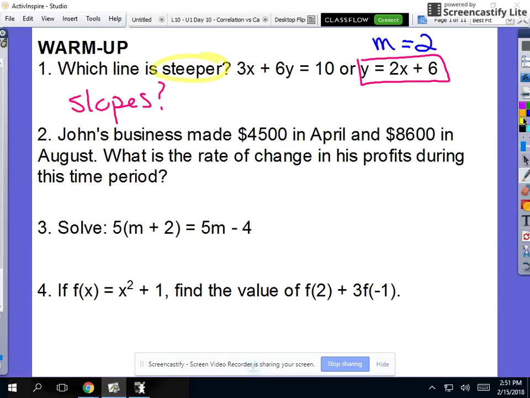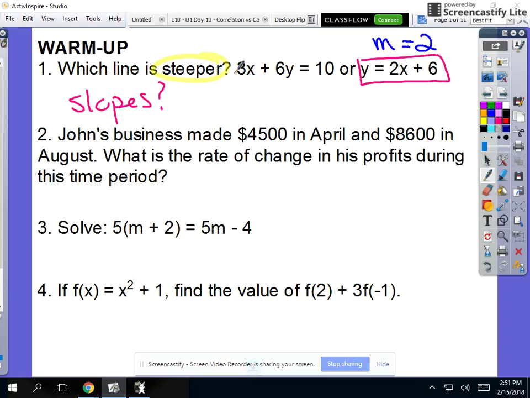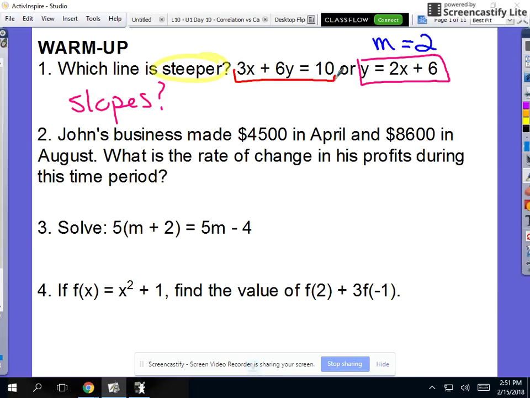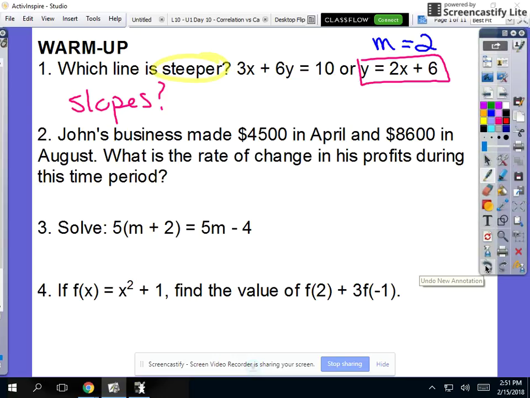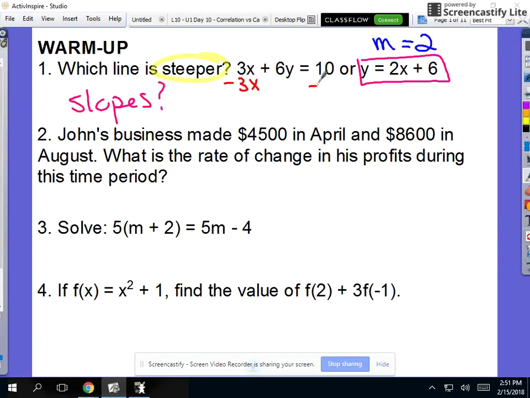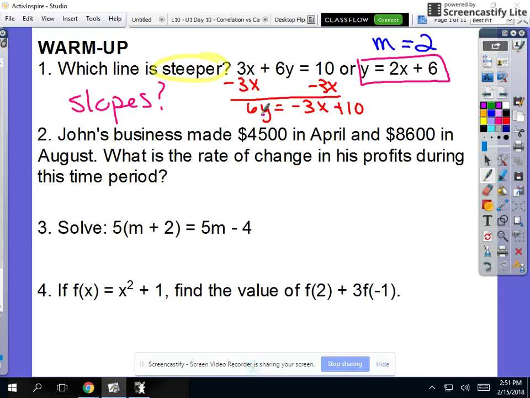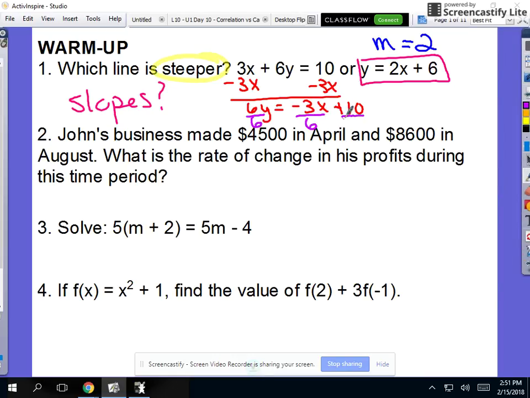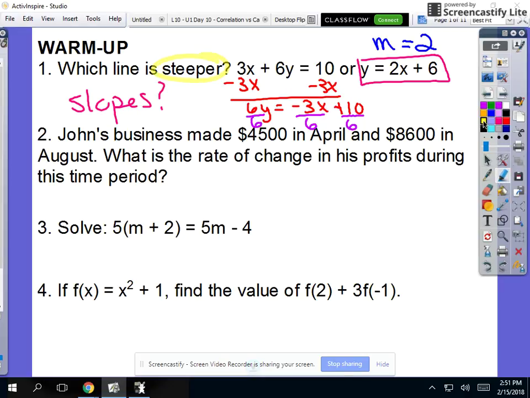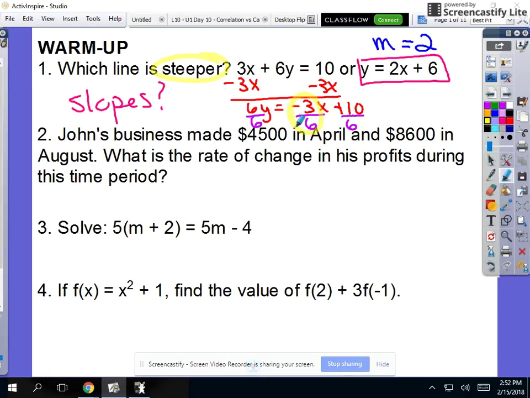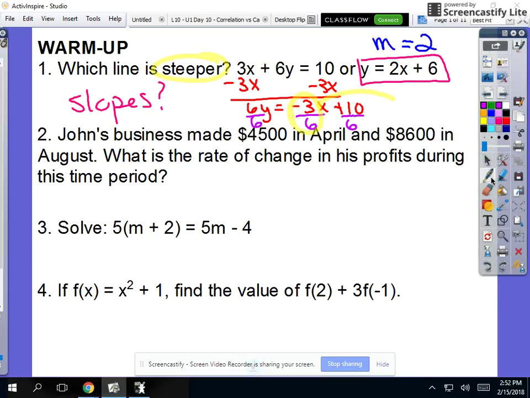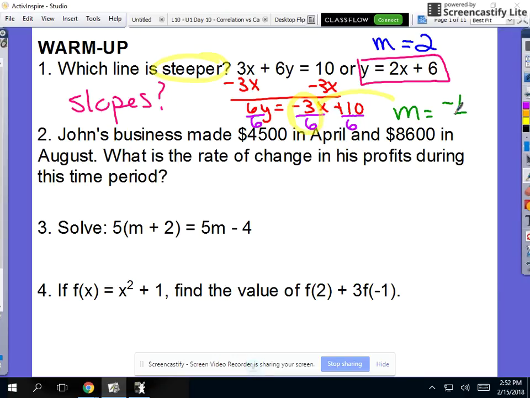On the left, not quite so easy because we have to convert this equation into y equals mx plus b form. The only way we can do that is to start by subtracting the 3x over. So if I subtract 3x over, my new equation is 6y equals negative 3x plus 10. From there, we're then going to get rid of that 6 by dividing by 6 on both sides. So hopefully you'll start to see that if we divide by 6 on both sides, our slope's right there, but we need to simplify that. So our slope, if we simplify there, would end up being m equals negative 1/2.